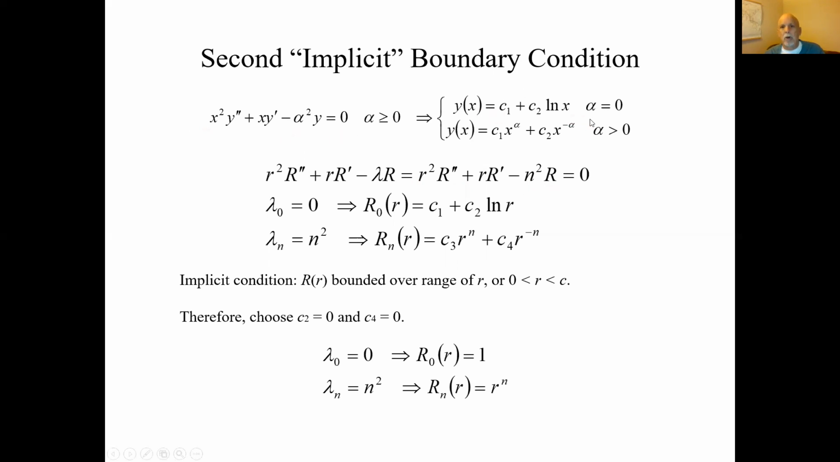And it has a solution, one for when alpha is 0, and the other one when it's not 0. So for the eigenvalue equals 0 case, we get that form of it, or this form in terms of little r. When the other eigenvalues, the positive integers squared, that matches this case. And we get this general solution. So these are the general solutions. Now let's bring up the second implicit condition.